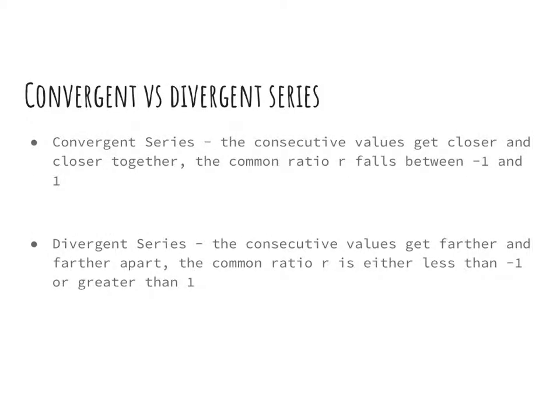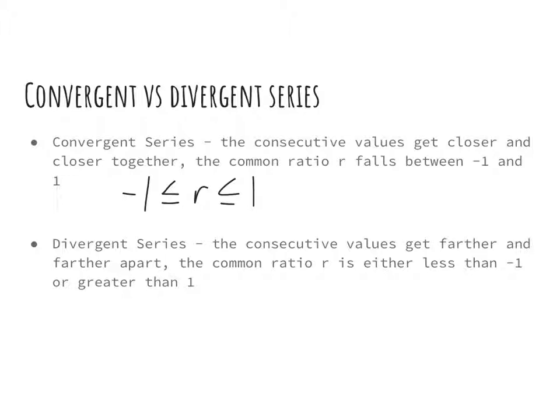The first thing we're going to be looking at is whether a series is convergent or divergent. Now the difference between the two, a convergent series is the consecutive values get closer and closer together. So our common ratio r falls between -1 and 1. The way we can write that is -1 is less than or equal to r, which is less than or equal to 1.